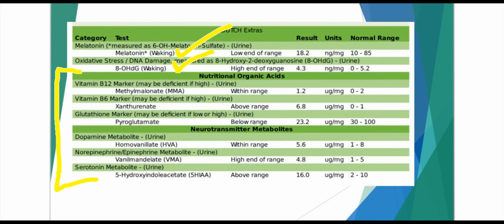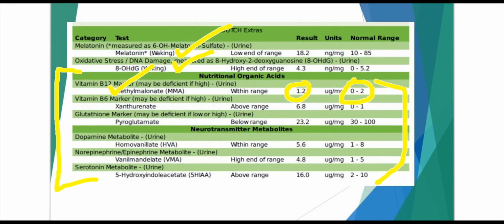So we've got a marker for B12, so methylmalonate or methylmalonic acid gets elevated when a patient is deficient in B12. You can see that value here, and its ranges here. This sample report was created before the finalizing of the reference ranges. So these reference ranges here are not actually the reference ranges. This is just an example.